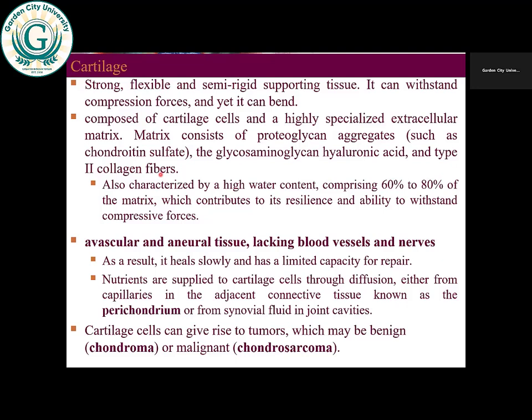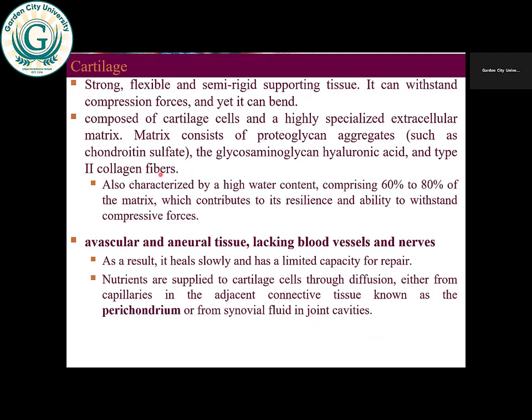Cartilages are avascular and aneural. They lack blood vessels and they lack nerves. Now, the problem with that is that they heal slowly and have limited capacity for repair. That is the problem with not having blood vessels and not having nerves, because the blood vessels are supposed to send the material that will be needed in the repair.